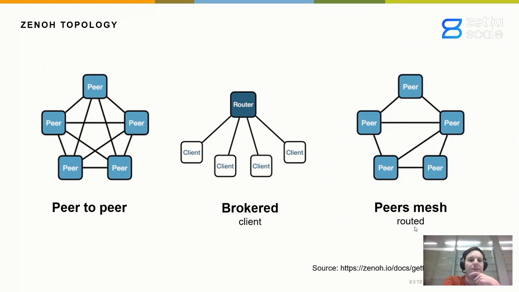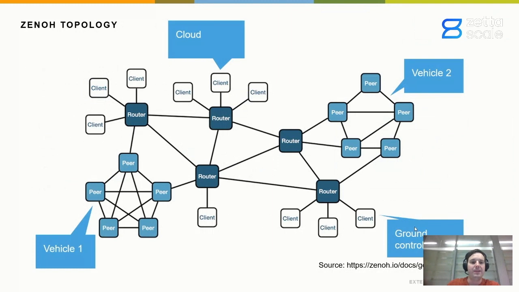Typically we are interested in P2P communication, but even the brokered and the meshing network is still very interesting for us as well. If we think about different setups, if we think about a combined system, we could have multiple vehicles through routers. We could have a ground control station. That's the terminology they use for drones.